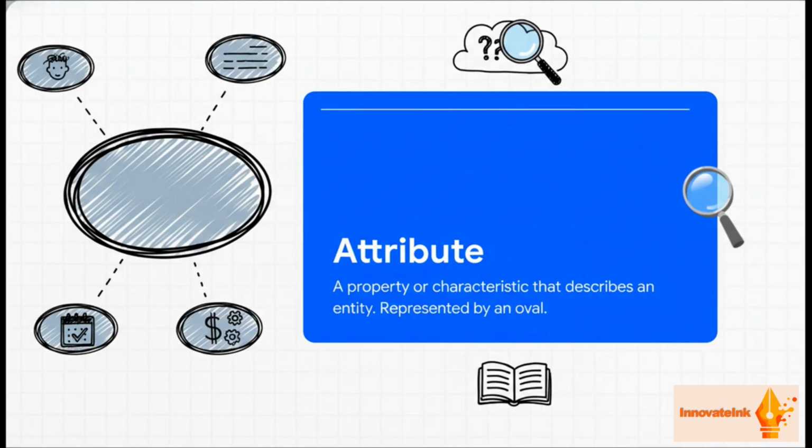But just having a box that says employee isn't very useful, right? We need the details, and that's where attributes come in. These are the properties, the characteristics, basically the adjectives that describe our noun. Things like name, salary, or date of birth for that employee.